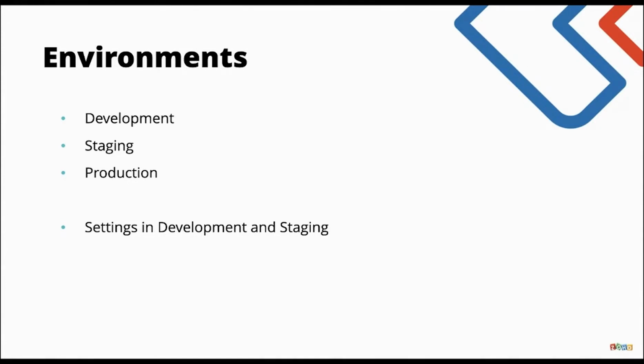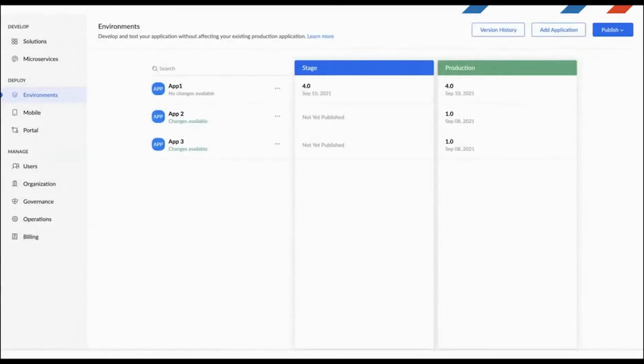Only development and staging have settings associated with them. Production doesn't have any settings, and every environment has its own set of logs associated with it. Okay? And only development has the edit option. So using the development edit option, we can get into the edit mode of the application. We can access the settings of the application as well.